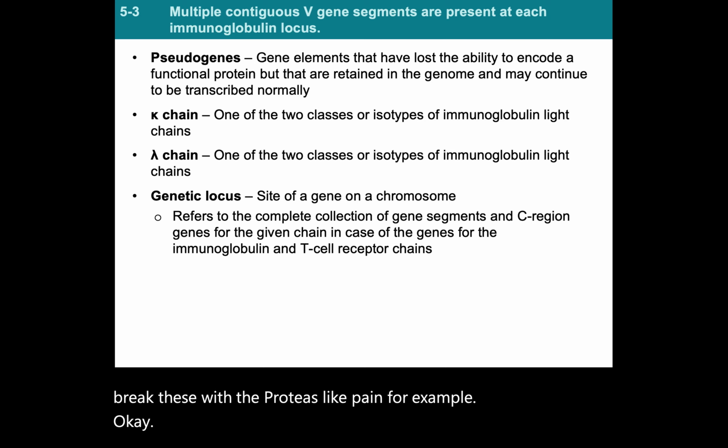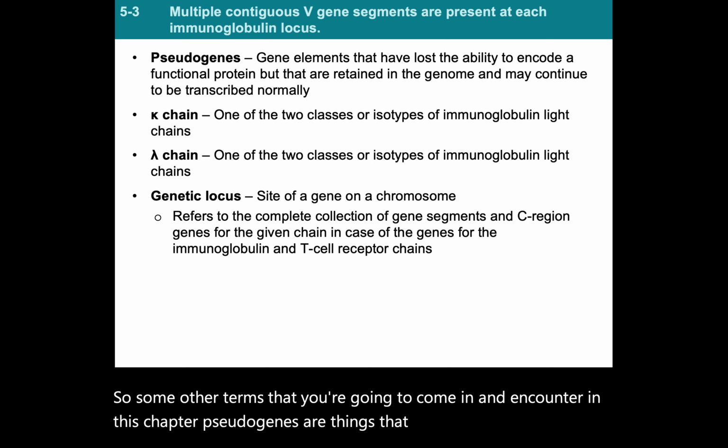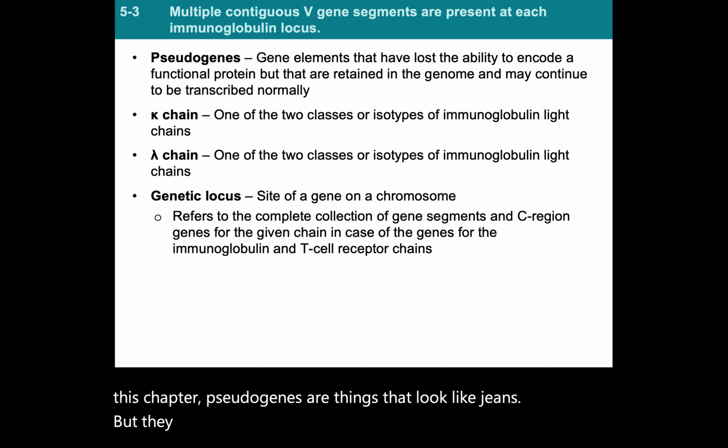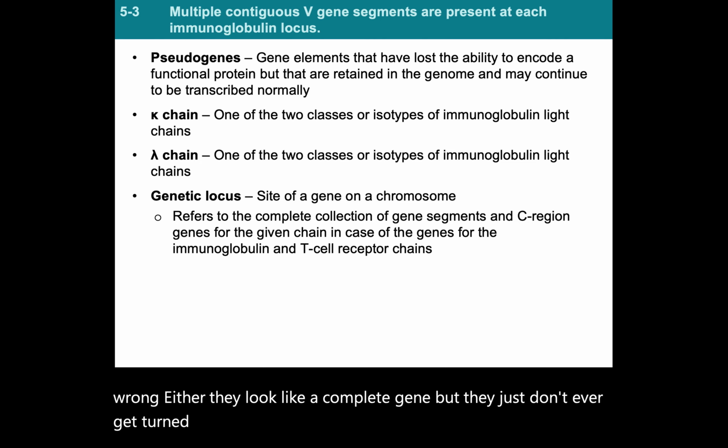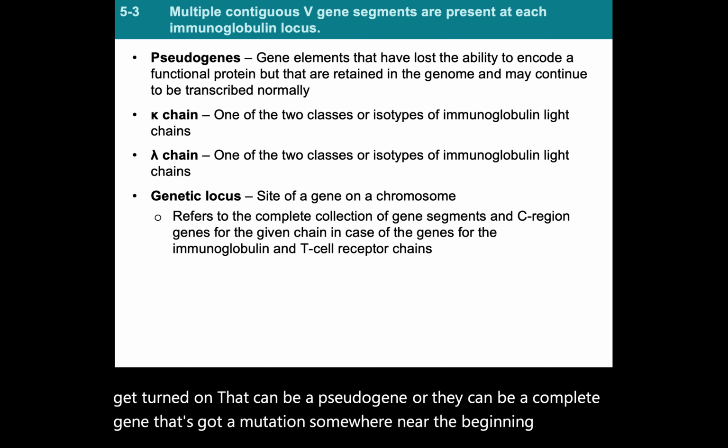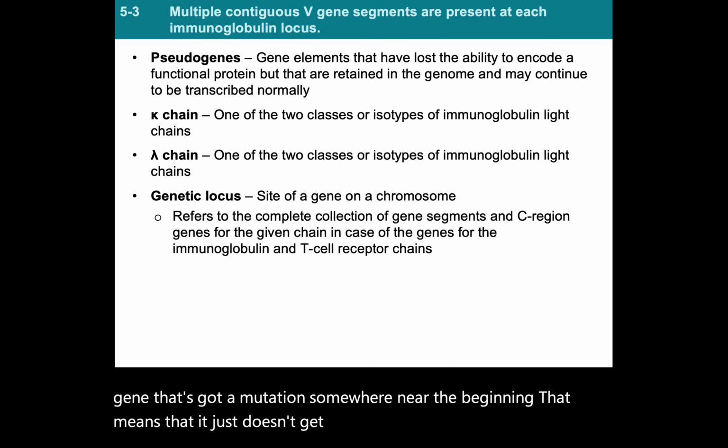So some other terms that you're going to encounter in this chapter. Pseudogenes are things that look like genes, but they no longer encode a functional protein. So there's something wrong. They look like a complete gene, but they just don't ever get turned on. That can be a pseudogene. Or they can be a complete gene that's got a mutation somewhere near the beginning that means it just doesn't get produced. It stops too soon or it doesn't ever start, something like that.